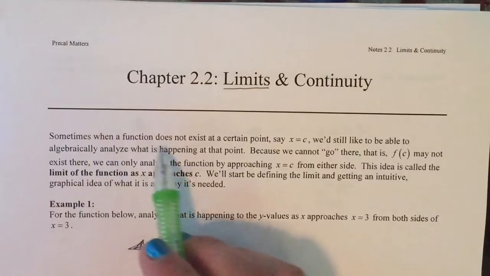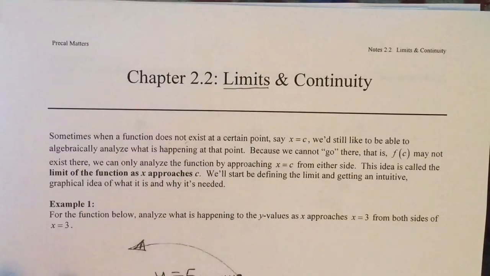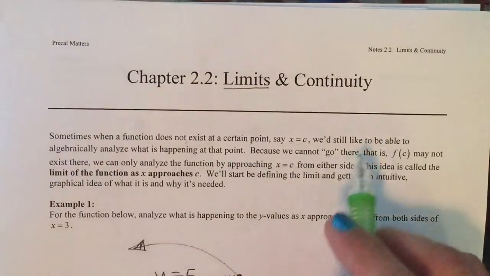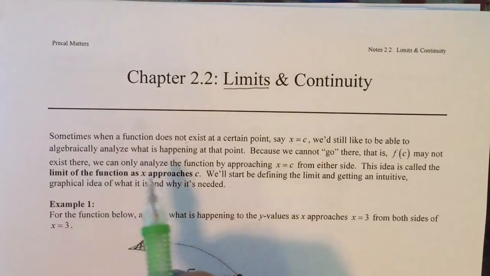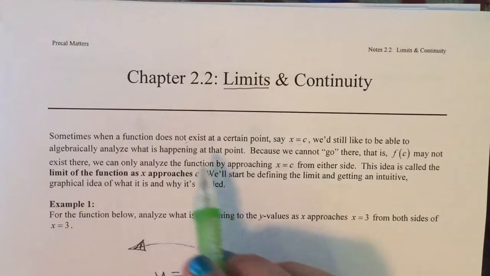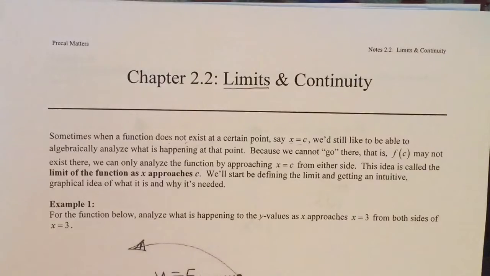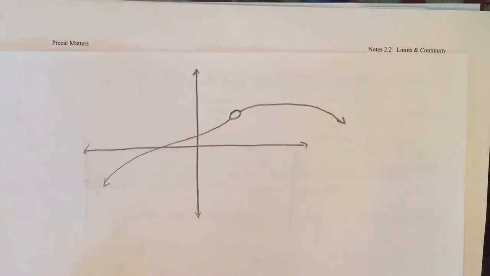So sometimes when a function does not exist at a certain point, we say the point x equals c, we still want to be able to talk about what's going on at that point. So when the function doesn't exist there, we still want to be able to talk about what's going on, but you can't say that it actually equals a value because the function doesn't exist there. And I like the examples that they use in this section, but I kind of want to talk about this in a different way a little bit first.